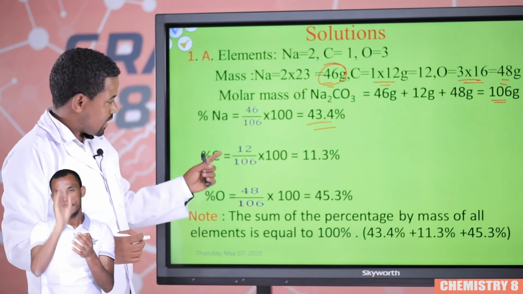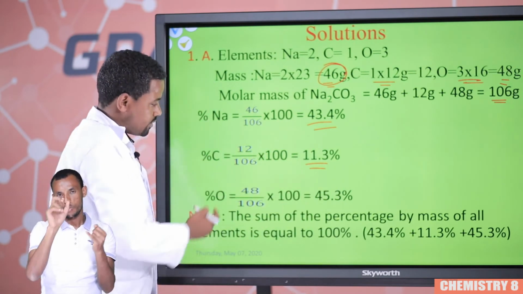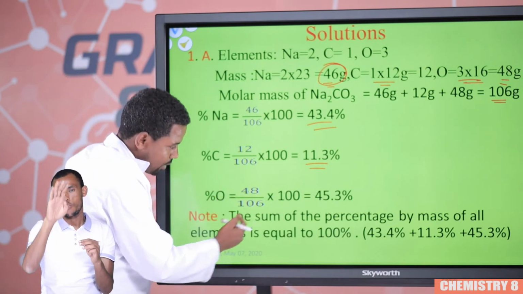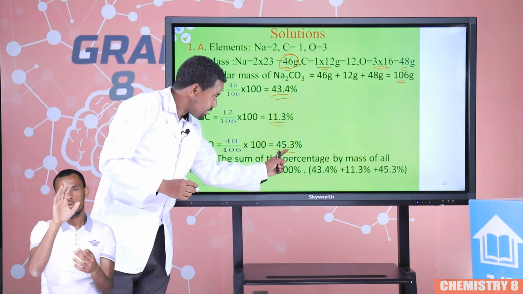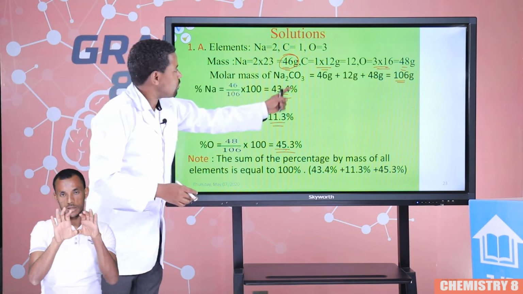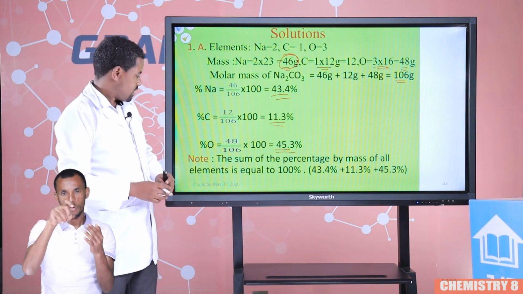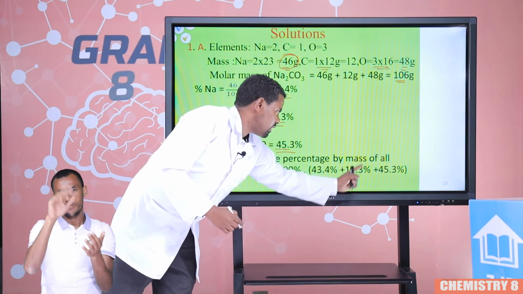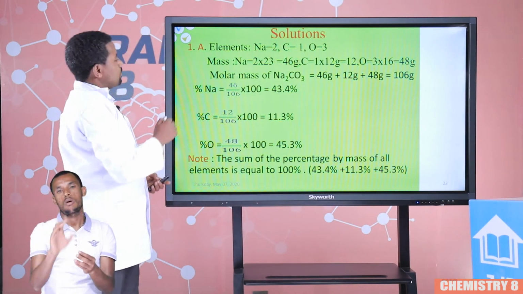The percentage by mass of carbon gives us 11.3% by dividing 12 by 106. The percentage by mass of oxygen is calculated as 48 divided by 106 times 100%, which gives us 45.3%. Students, what you have to note here is that the sum of the percentage composition by mass of each element should give 100%. So when you sum up 43.4, 11.3, and 45.3, it gives you 100%.